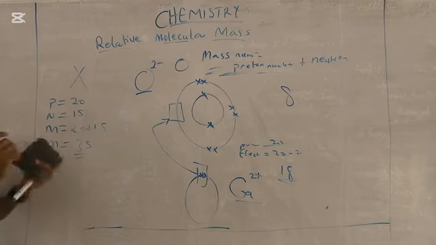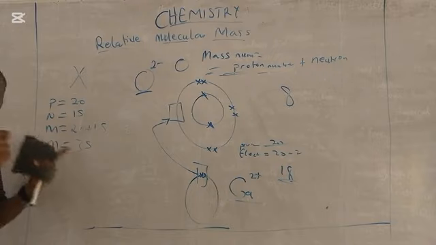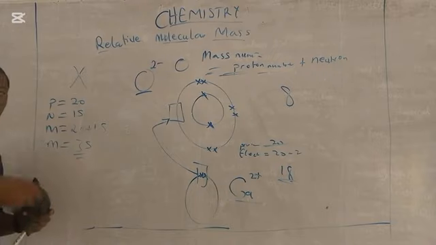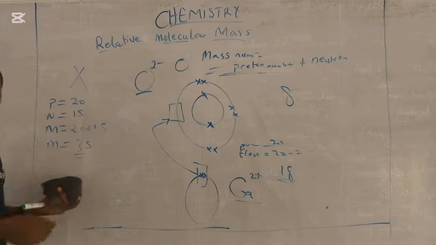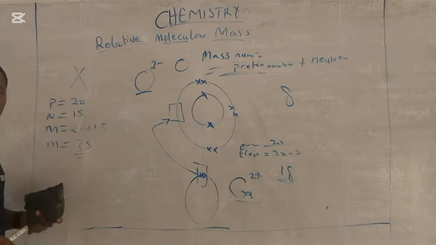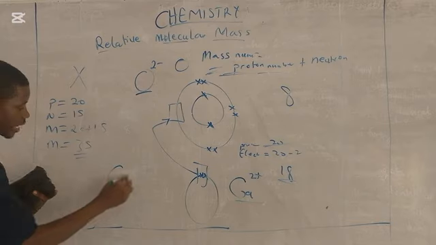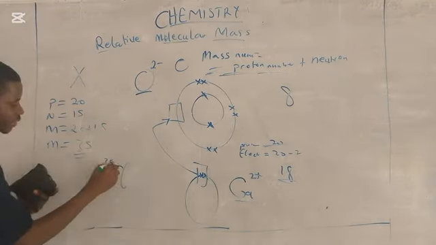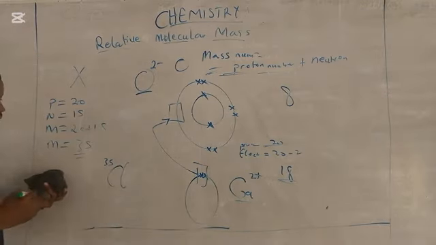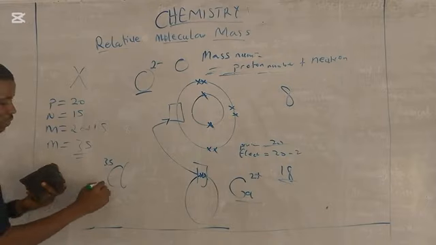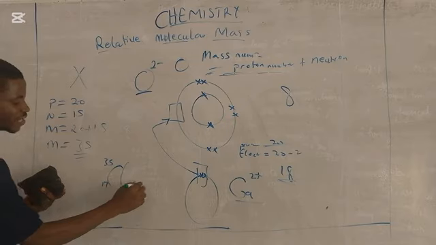Mass number is equal to the summation of proton number and neutron number. In some cases, they can give you the mass number, then you will be asked to find the neutron number. So let's assume the mass number of a chlorine atom is 35, and then they give us the proton number to be 17. They say we should find the neutron number.